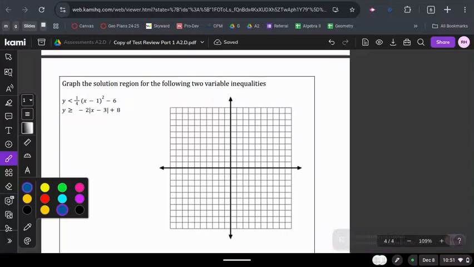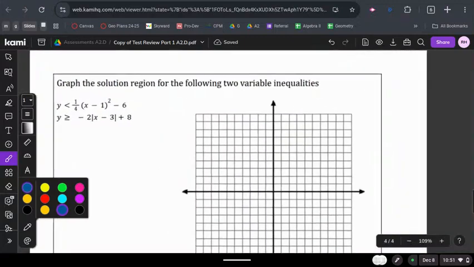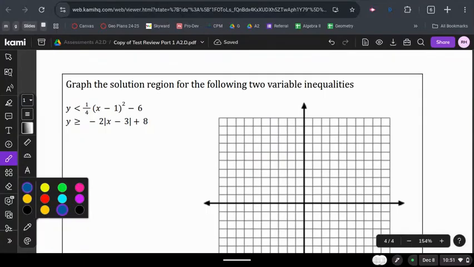Okay, so the last objective is on these two inequalities. The reason why I did the exit ticket first is to show you the difference between the two different types of quadratics you'll see on the test. This one has the 1/4 in the front for the A value. You will not see that on the test, but it is possible it could show up on a retake.